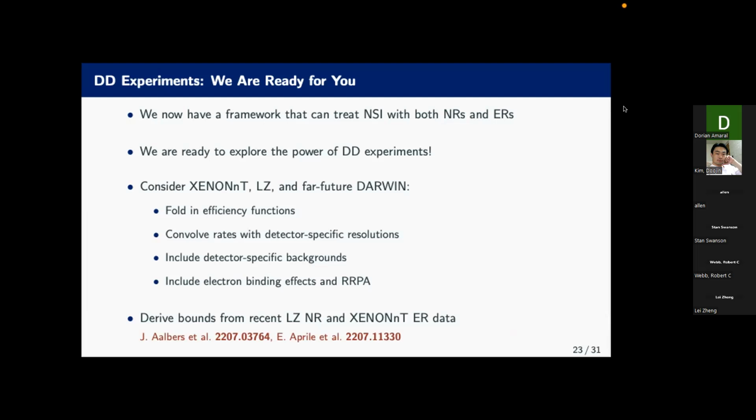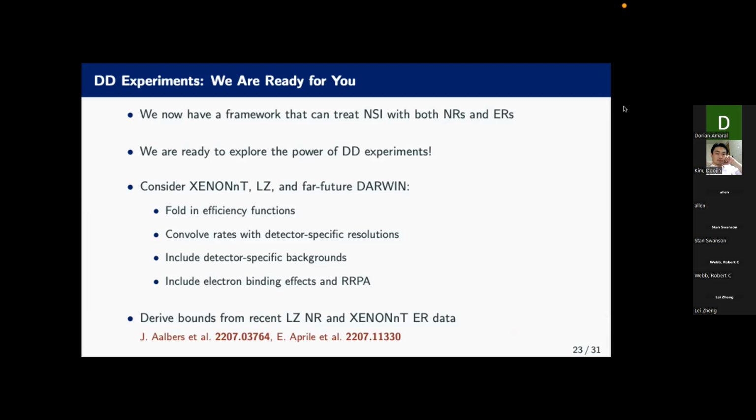I'm not an experimentalist. So we do, in my humble opinion, a good job of folding in experimental features, like efficiency functions, resolution, smearing, backgrounds, all of this stuff. And which is something that we can also correlate with xenon people and say, look, we get this many neutrino events, how many neutrino events do you get? But the main point here is that we're trying to be as true to the experiment as possible.